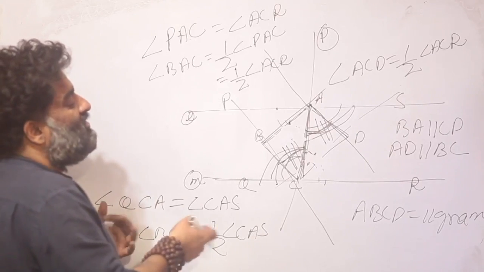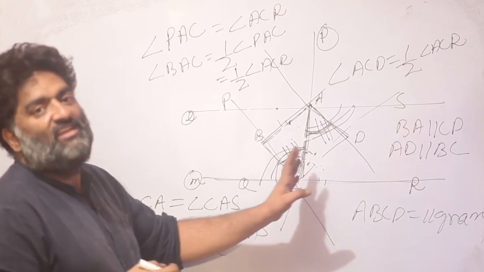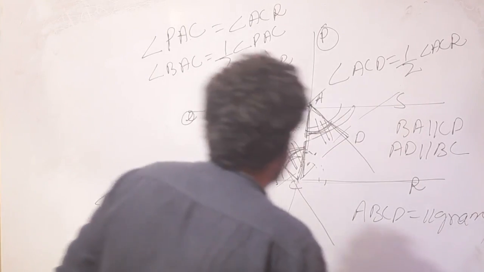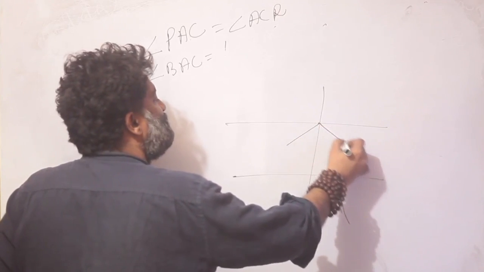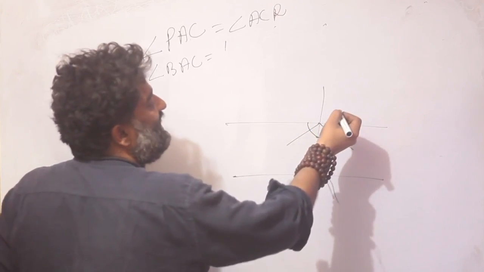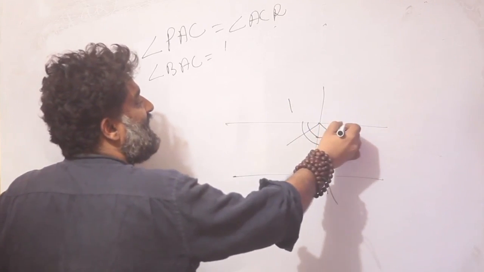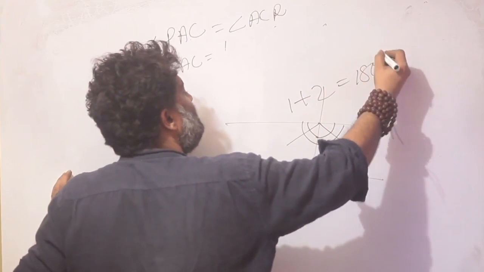Now I also wanted to prove that this is a rectangle or at least one of the angles is 90 degrees. So how do I go about doing that? Let me clean this up a little. Let me just focus on this part of the story. This angle and this angle together create 180 degrees, right? Let me call this angle 1 and this angle 2. So angle 1 plus angle 2 is equal to 180 degrees.